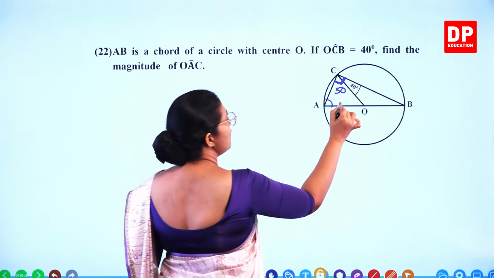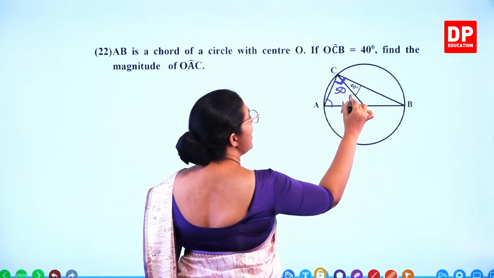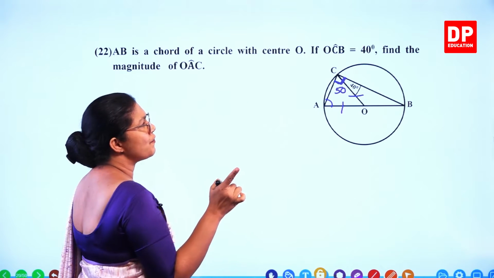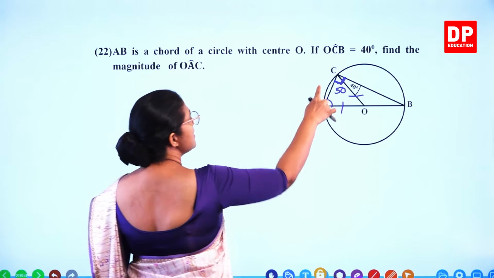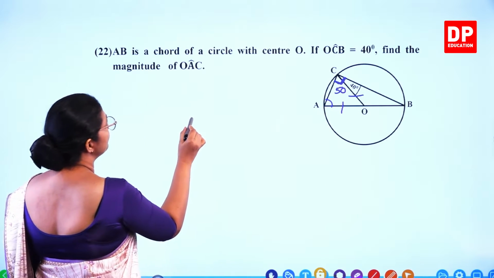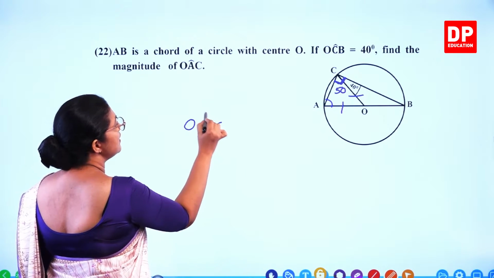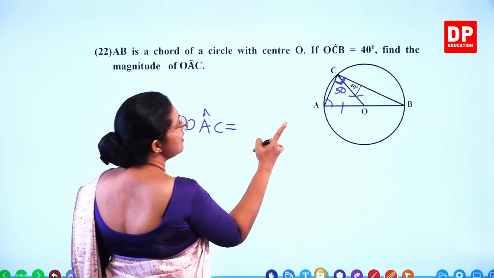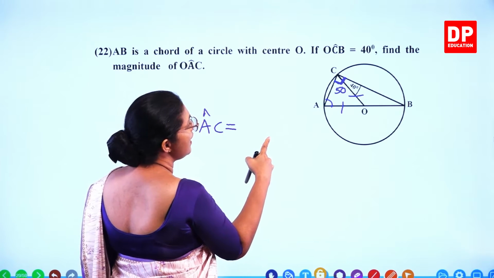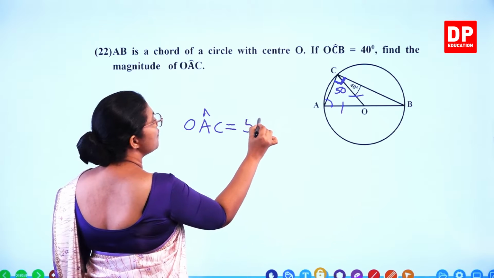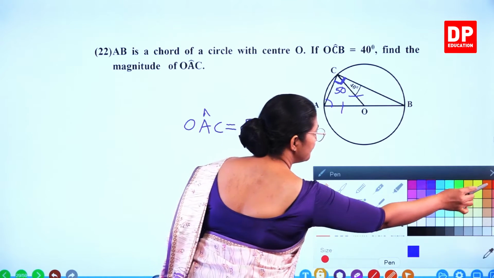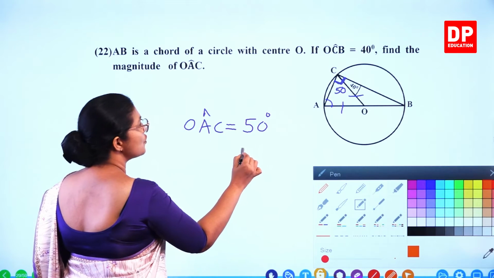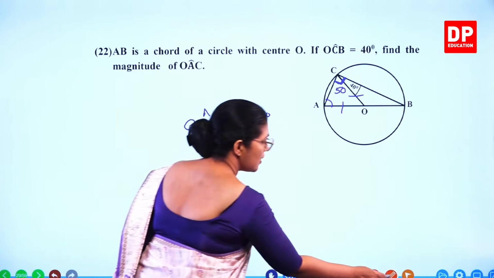And we know that OA and OC are radii of the circle. This is an isosceles triangle. So CAO angle or OAC angle is the same as OCA angle. That's 50 degrees. So 2 marks to find out this angle.